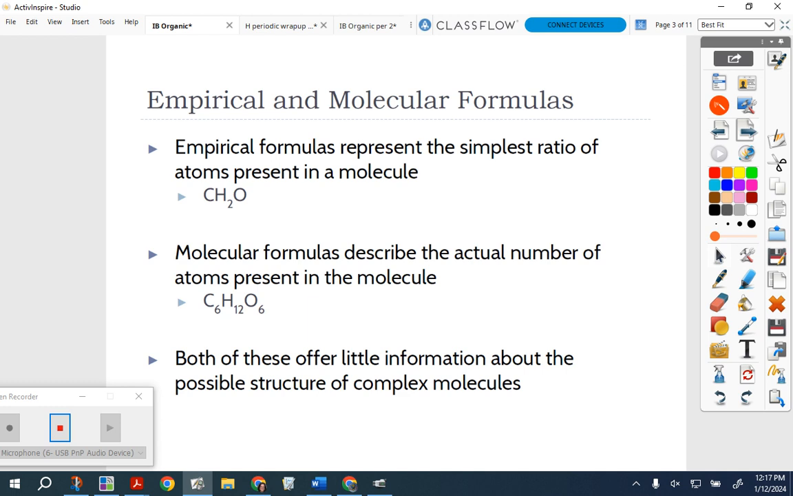C6H12O6, which is the formula for glucose. We can reduce that to its empirical formula CH2O, and that basically just gives the simplest ratio, whereas the molecular formula is going to tell us actually how many atoms are in the molecule. Okay, so both of those things can give us information. We can get that information from different kinds of experiments. So we'll get into that more later.